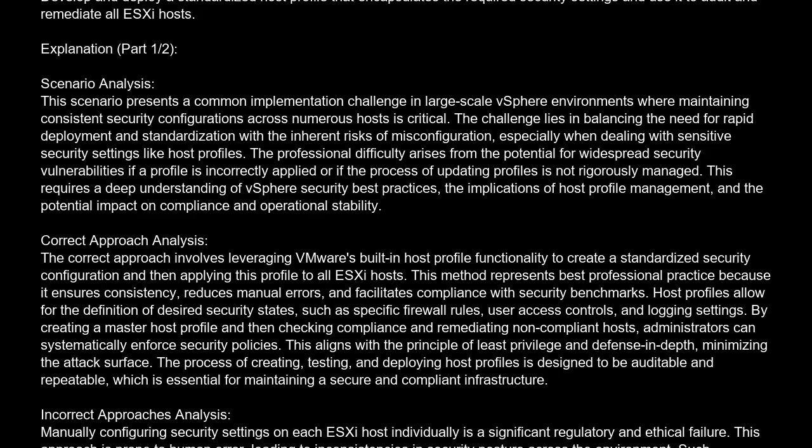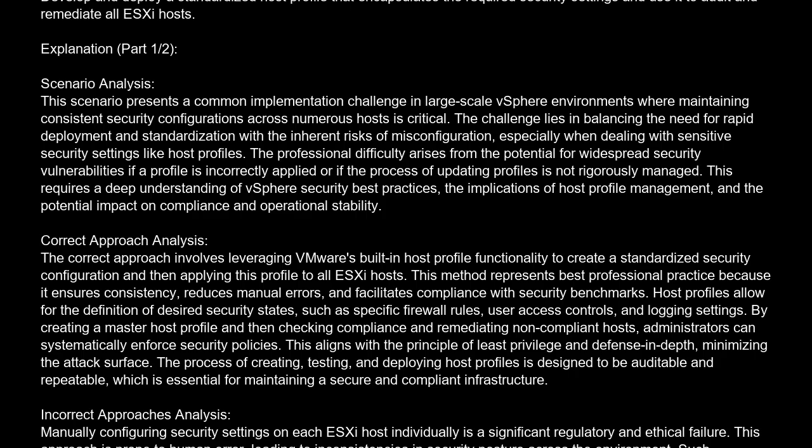The correct answer is B. Develop and deploy a standardized host profile that encapsulates the required security settings and use it to audit and remediate all ESXi hosts. Explanation. Scenario analysis. This scenario presents a common implementation challenge in large-scale vSphere environments where maintaining consistent security configurations across numerous hosts is critical. The challenge lies in balancing the need for rapid deployment and standardization with the inherent risks of misconfiguration, especially when dealing with sensitive security settings like host profiles.